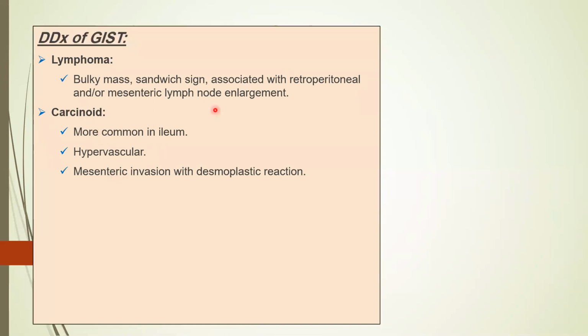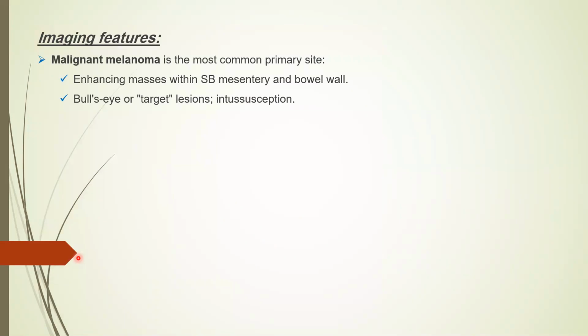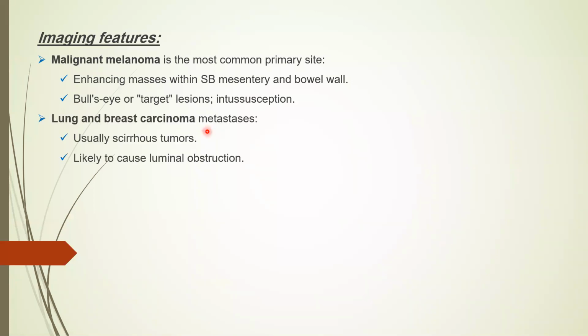Carcinoid, metastasis, multiple lesion or not. Metastasis is more common than the primary tumors. Melanoma is the most common primary site, presenting with enhancing masses within the small bowel mesentery or bowel wall, and the target or bullseye signs are sometimes seen.